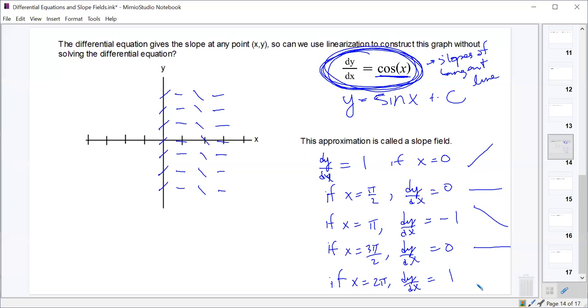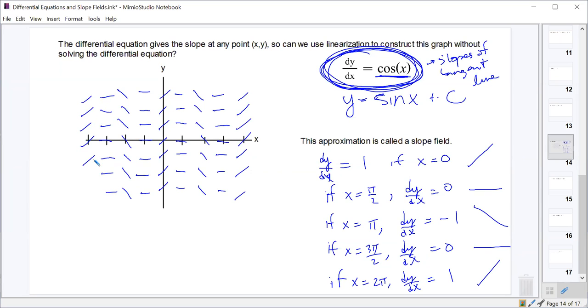Back to 1. Right? Should look like that. And I'm not going to write them all out, all of this notation for the negative values, but if I was at negative pi over 2, it's going to be 0. And if I was at negative pi, it should be -1. And if I was here at negative 3 pi over 2, it should be 0. And here at negative 2 pi, it should be back at 1.